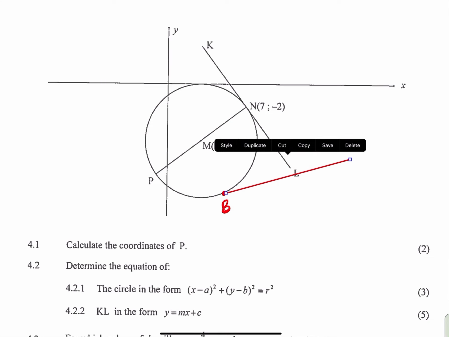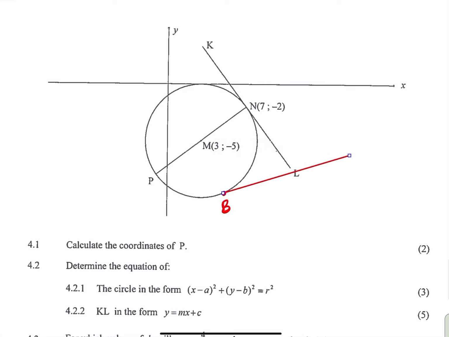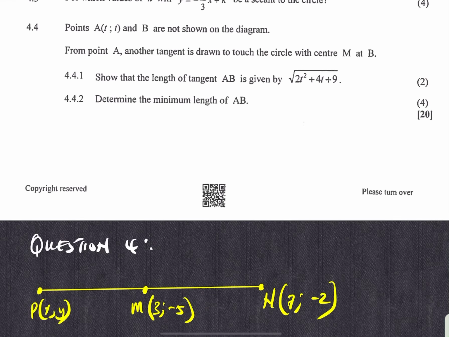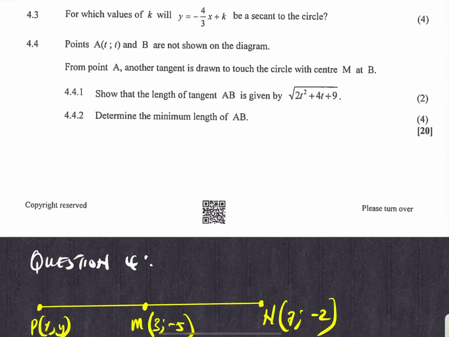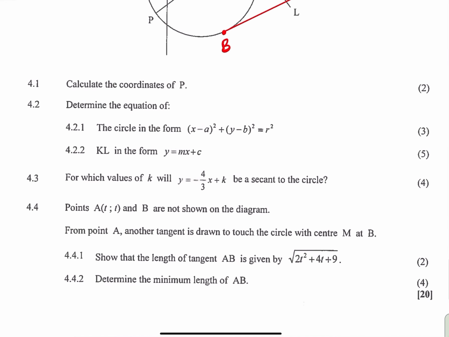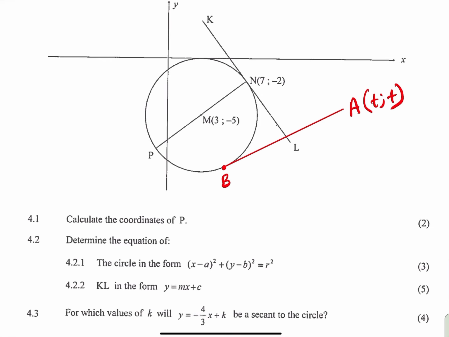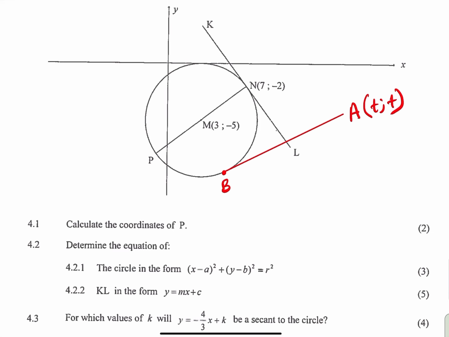Let me make it a tangent. From that point, let's say that is a tangent there. Let me really make it a proper tangent. Yeah, I think now it's a proper tangent. So we are saying that there is a point from A, where A is T and T. This is a point T and T there. And then B is a tangent at that point B.